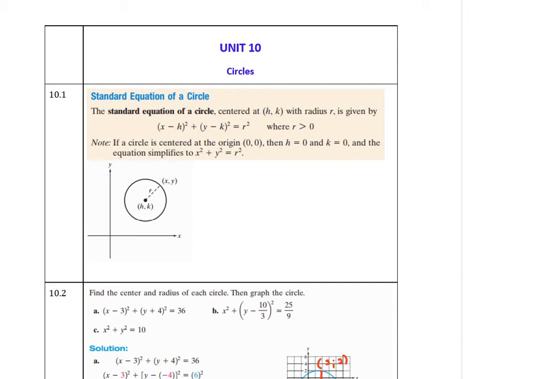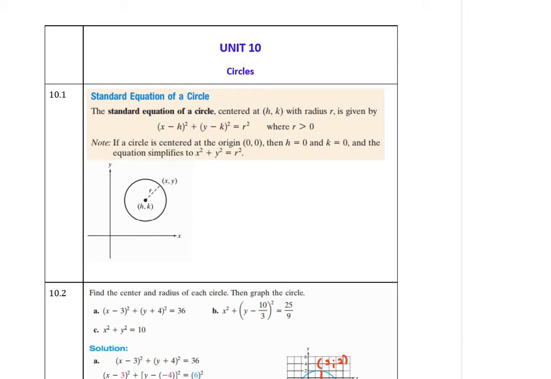It doesn't matter if it's x minus a, y minus b. That makes no difference whatsoever. We can use these symbols and choose them as we please. So here we used h and k.